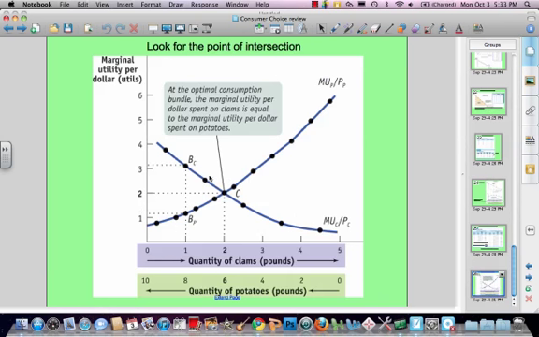Lastly, what does that give us? It gives us curves representative of marginal utility per dollar. Again, quantity of one product goes this way, quantity of the other product goes this way, marginal utility per dollar on the y-axis, and the optimal consumption point or optimal consumption bundle being the point at which the marginal utility per dollar spent on clams is equal to the marginal utility per dollar spent on potatoes in this case.